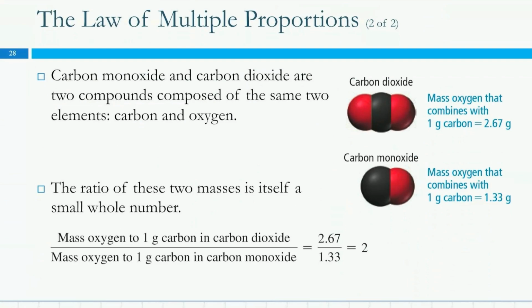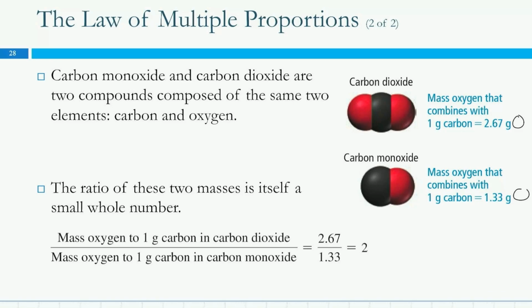So again, carbon monoxide, carbon dioxide. If we had a sample of carbon dioxide or carbon monoxide, we could take the mass of oxygen, take the mass of carbon, and calculate, basically divide the mass of oxygen, this is grams of oxygen, by the mass of carbon, and we get this 2.67 grams to 1 gram. And for carbon monoxide, we get 1.33 grams per 1 gram.